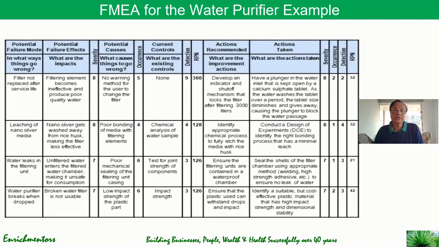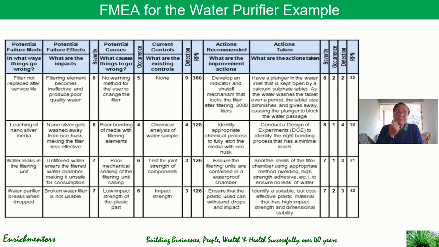There you look at possible causes, and you say the causes could be because there is no warning method for the user to change the filter. The user doesn't know when the filter life is over and hence is not able to change the filter. And the probability of occurrence, again based on the table that we had, you rate as 5, and you say what are the current control mechanisms, and there are none, and the detection then becomes 9, that it is very difficult to detect it, right? And then you derive the RPN.